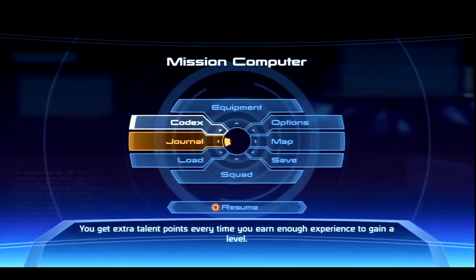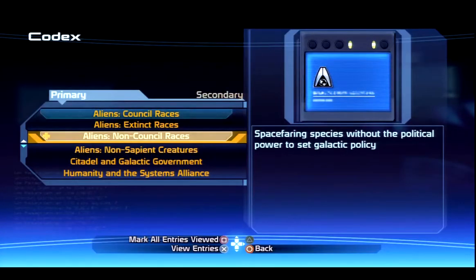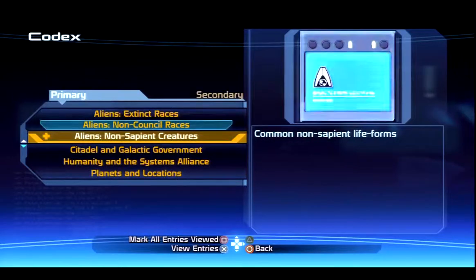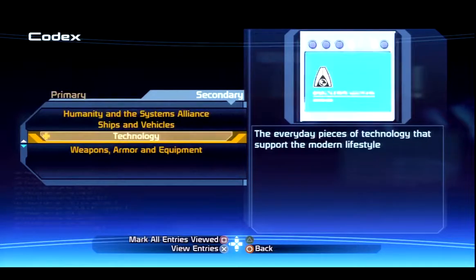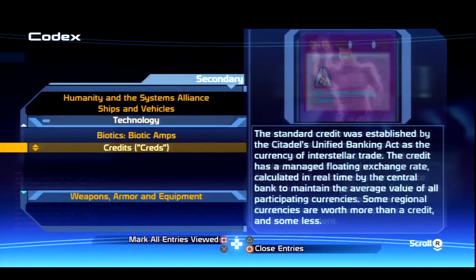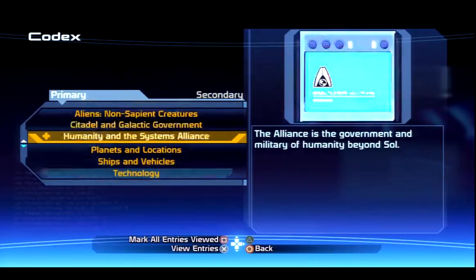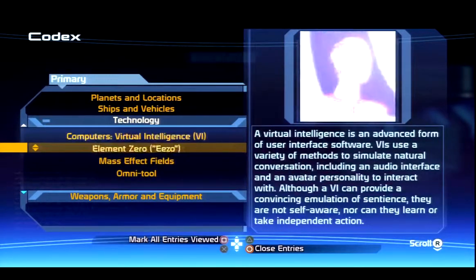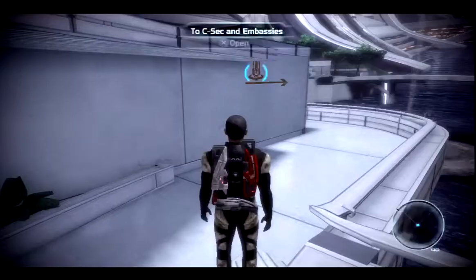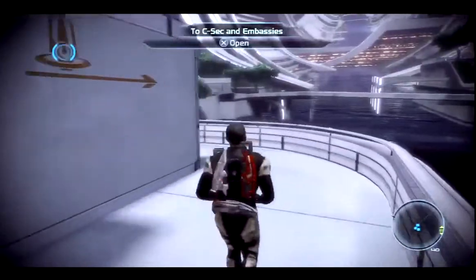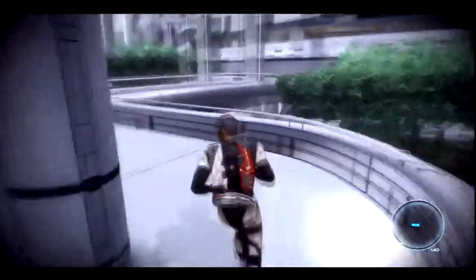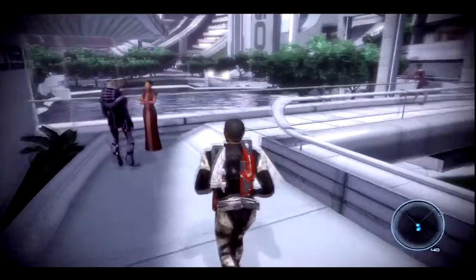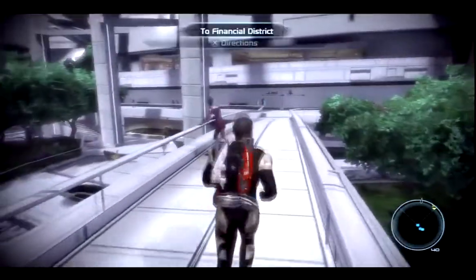In Mass Effect, we've got this codex here. It's got a lot of really interesting information. Some of it is about the technology here, and some of it is about biotics and EZO and Mass Effect. I'm going to talk about Mass Effect right now, and I'll talk about EZO and FemSheps.